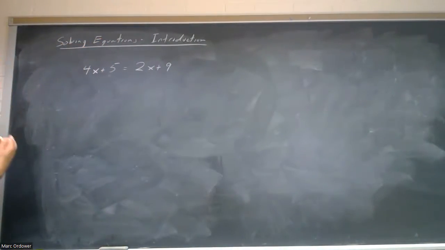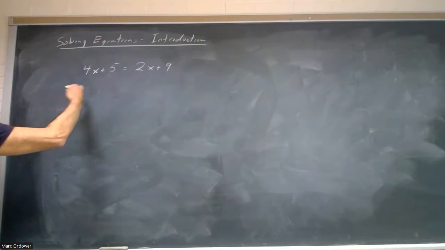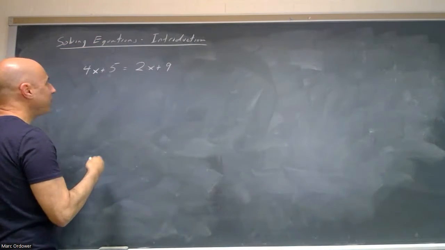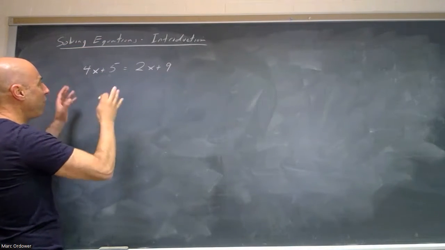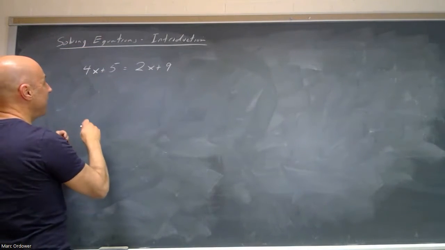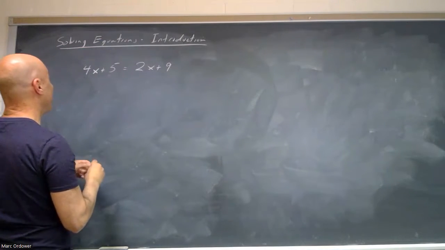So you've almost certainly spent a good amount of time solving equations. Let's start with a very basic equation. 4x plus 5 equals 2x plus 9. You probably remember the overall philosophy here is to get everything with an x on one side and everything without an x on the other side. Let's go ahead and do that.